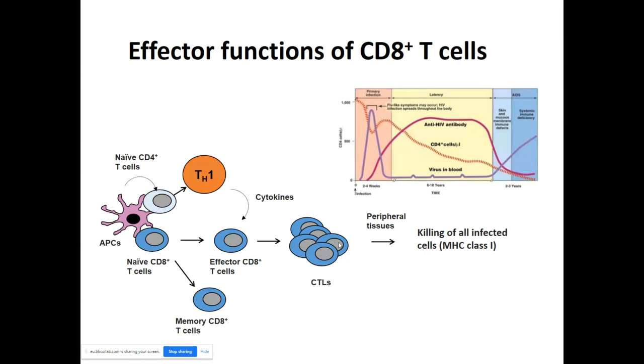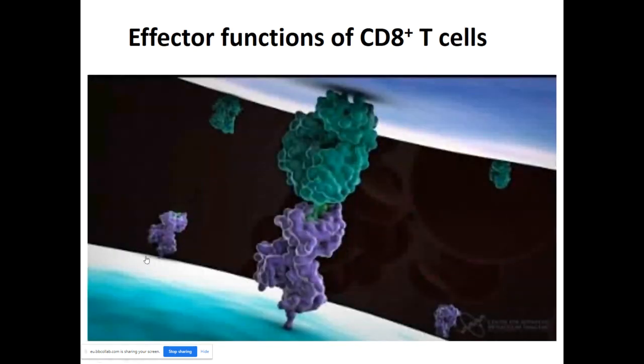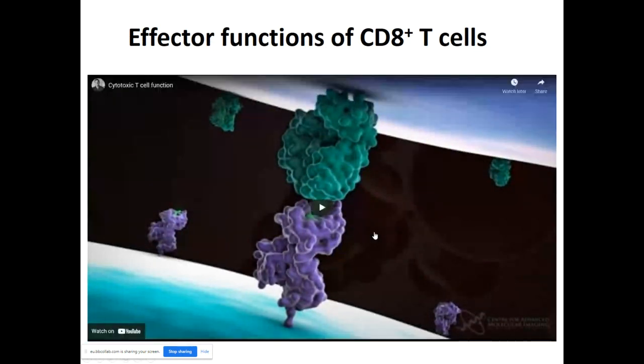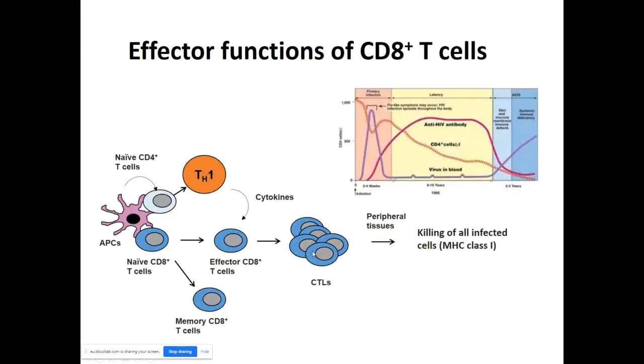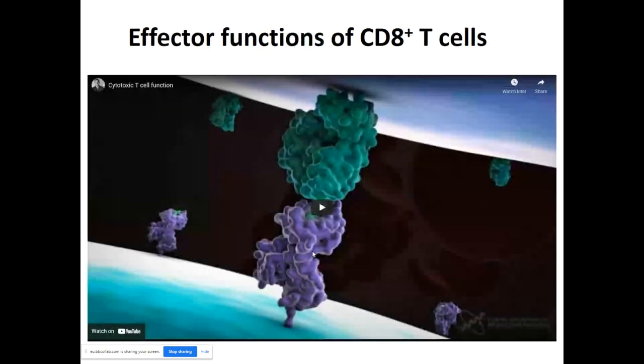So let's see how actually the virus is sensed and how the viral infected cells are killed. Remember here, once they are activated, they will leave the lymph node and go to all the tissue and look for the viral infected cell. And this is how they do it.